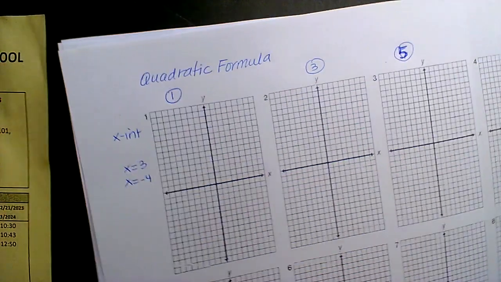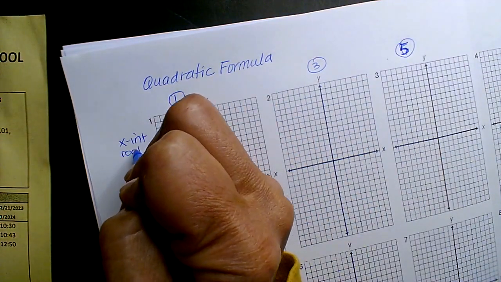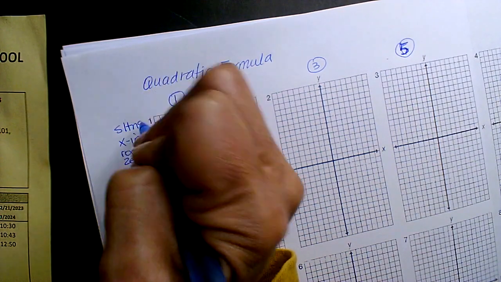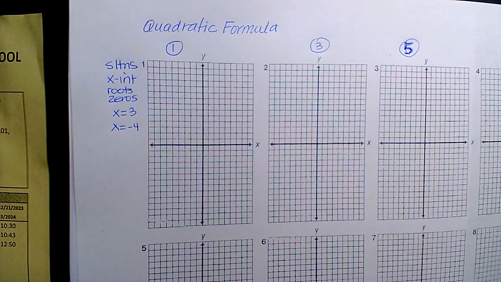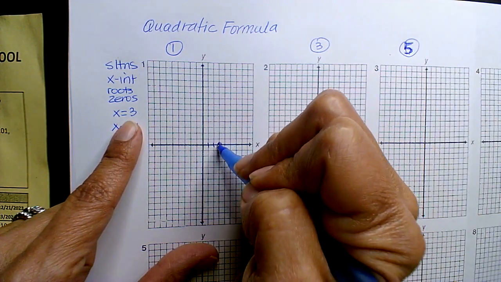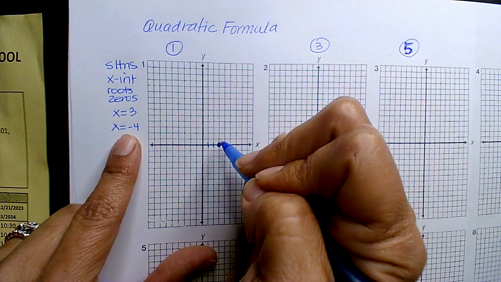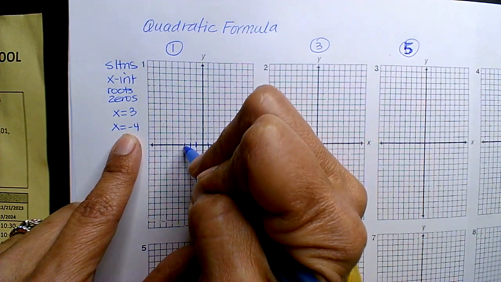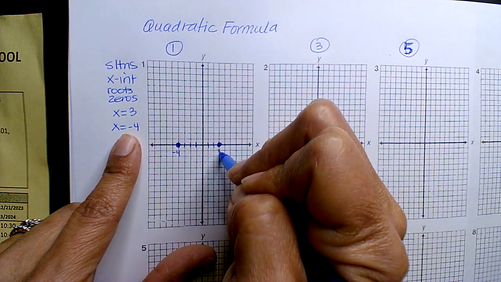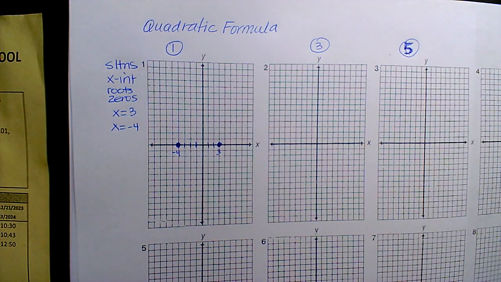I just realized my hand's in the way. It's also called roots, zeros, solutions. Those are all synonyms. So what it means visually is at 3, 1, 2, 3, that's a point. And -4, that's your other point. Okay, and so now you should be able to graph the parabola.